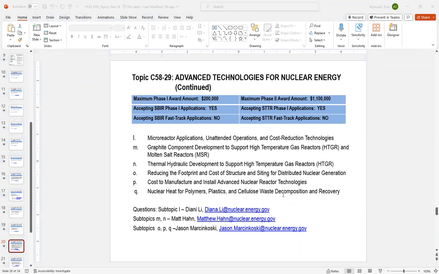I want to highlight areas that we don't want. Specifically, we do not want new microreactor design concepts or non-civilian applications, and we are not looking for radioisotope power source applications. So that's all I have. Thank you. I don't see any questions, so we can move to the next subtopic.